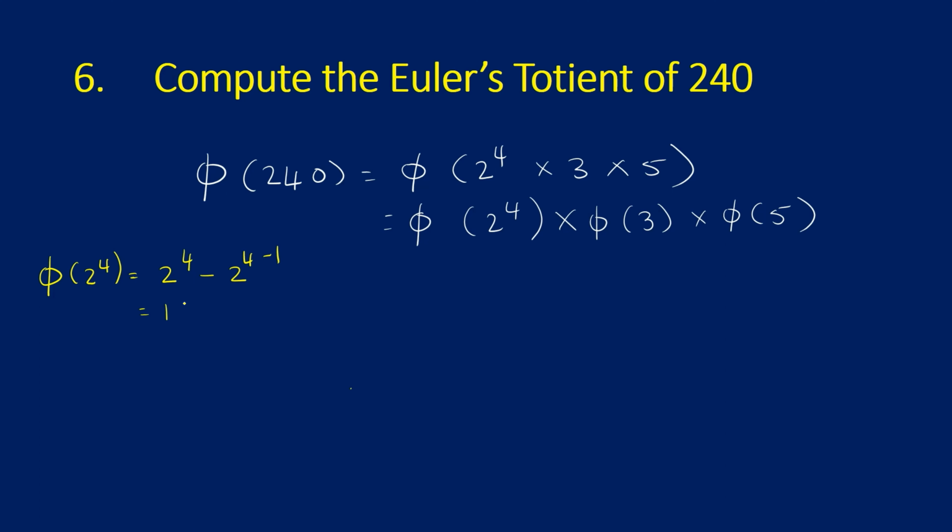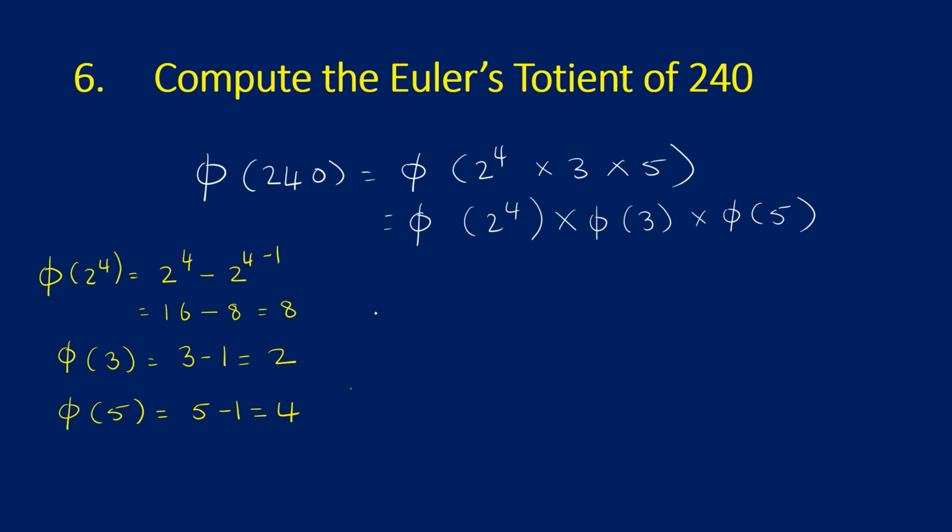That is 16 minus 8, which is 8. What is the Euler totient of 3? 3 is a prime number, so we can calculate it as 3 minus 1, which is 2. And what is the Euler totient of 5? 5 is a prime number, so you can calculate it as 5 minus 1, which is 4.